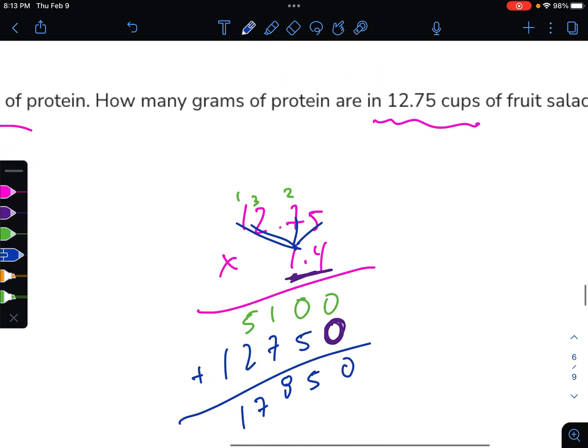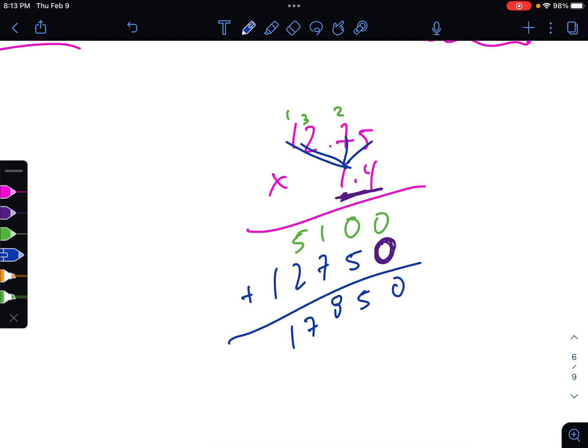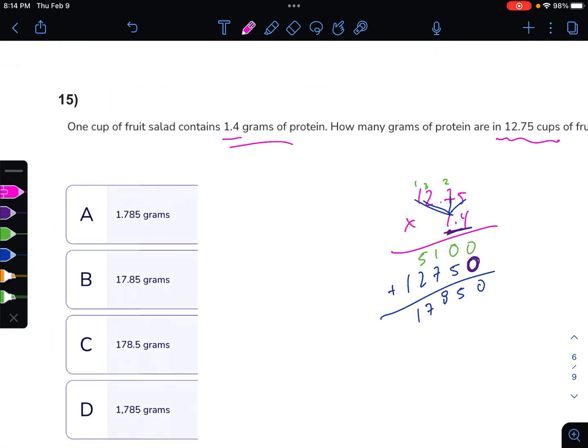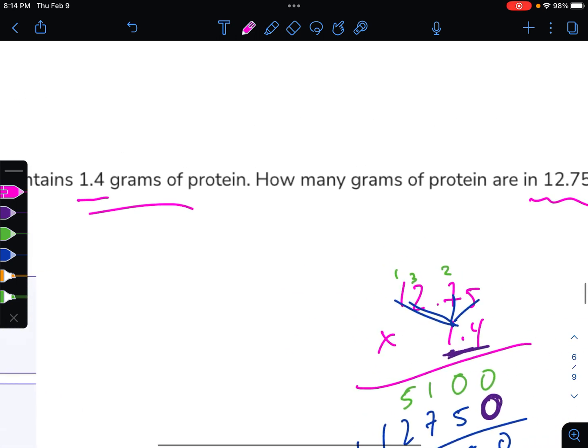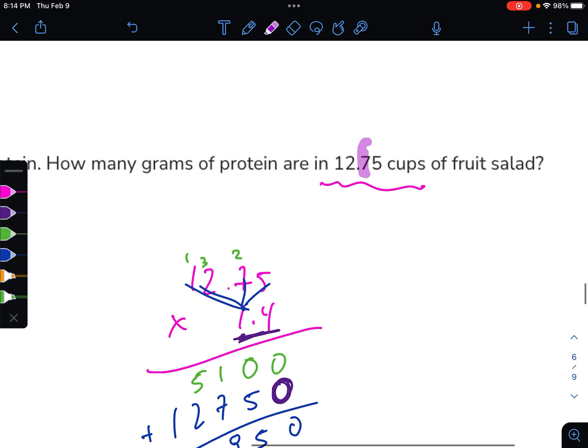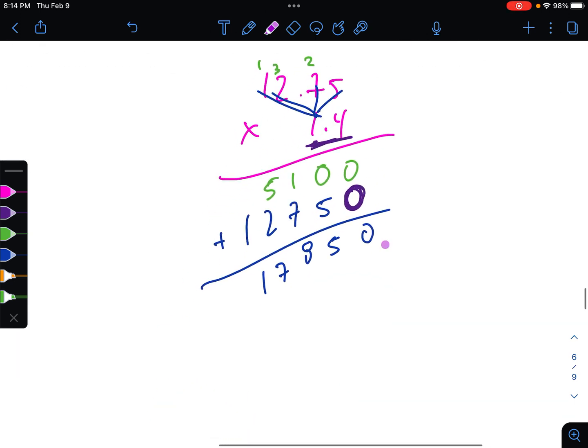17,850 grams of protein? Holy beans, that's a lot of protein. I think your daily recommended is definitely not that. Oh, oops. Hey, we got to get the decimal places. There's 1, there's 2, there's 3. It's got to move 3 places. Okay, that makes more sense.